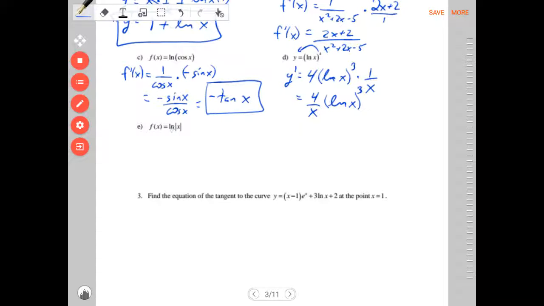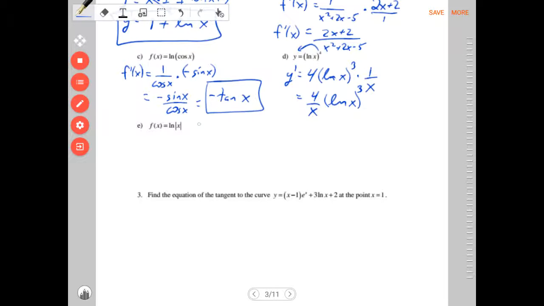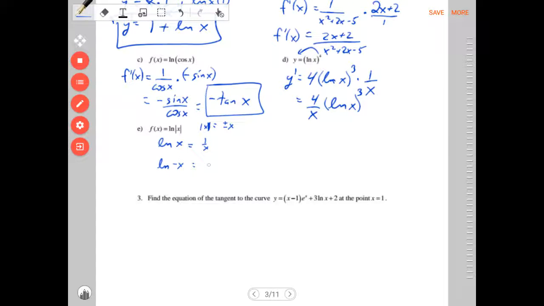Remember, we want to take the derivative of ln absolute x. Funny how that works is, remember, that's a piecewise function. So absolute x could equal either positive or negative x. So the positive version, ln x, the derivative of that is just 1 over x. And the derivative of negative x, well, that would be 1 over negative x.